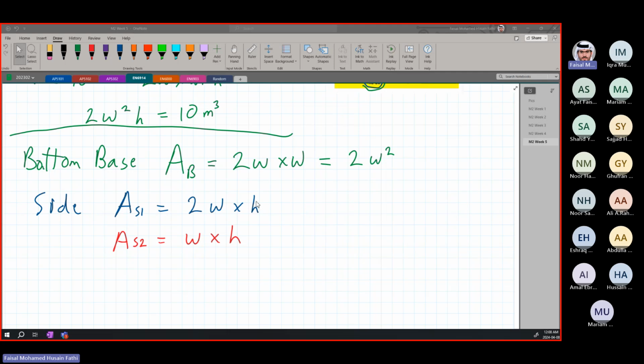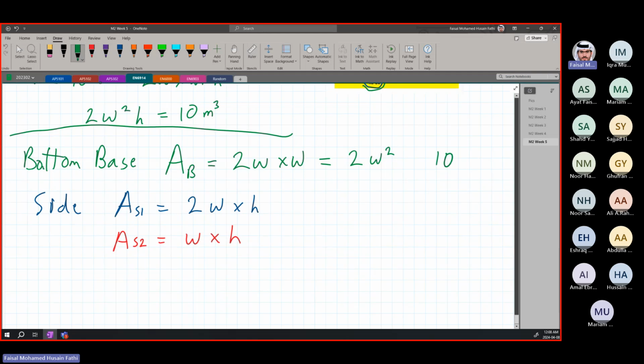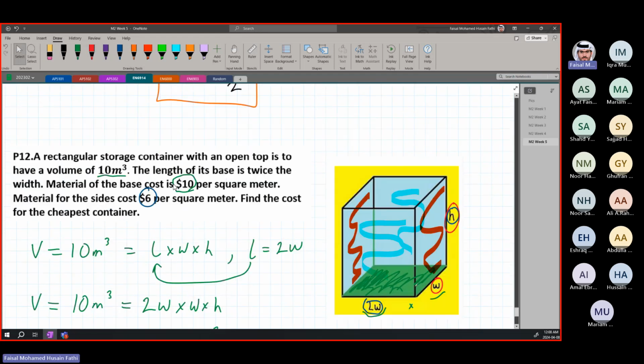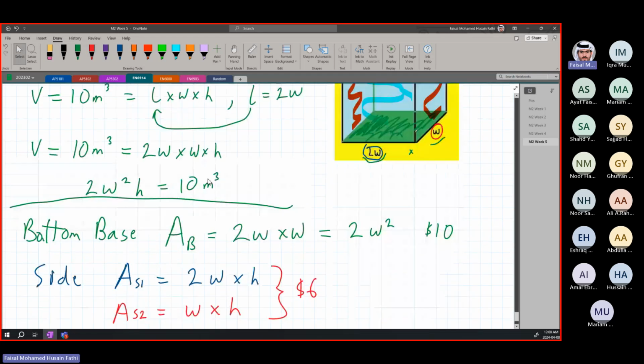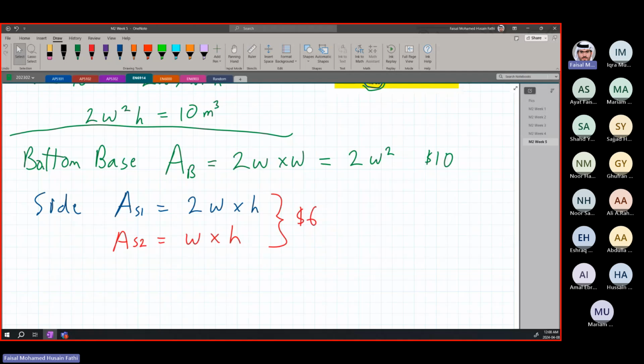And we have a cost for each one. We know that this is $10. And we know these two are $6. Right or not? Yes, the base is $10 and the area of the sides is $6. All right? Now, how can we start solving this?